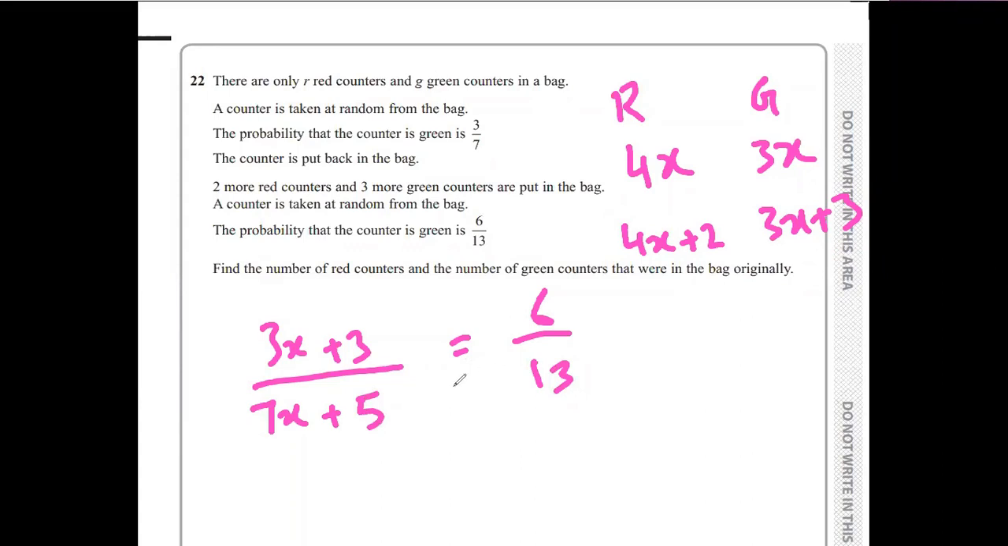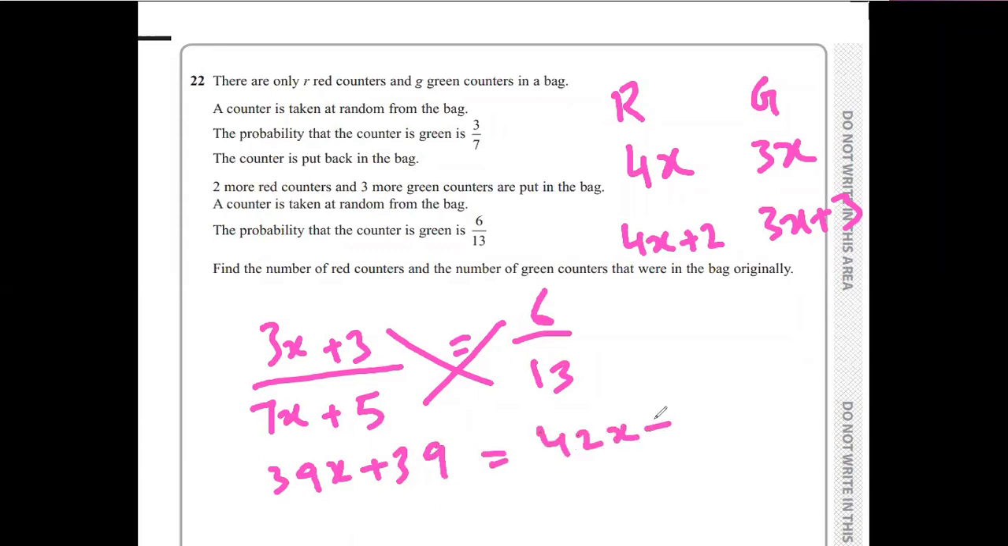And if we multiply both sides by 7x plus 5 and by 13, we can use the American method here. They call it cross multiply. That will be 39x plus 39, what mistake have I made? It should be 39x plus 39, that should be equal to 42x plus 30. What you can do is take away 39x from both sides, you'll get 3x there, and take away 30 from both sides, you'll get 9 there. That means x must be 3 then.